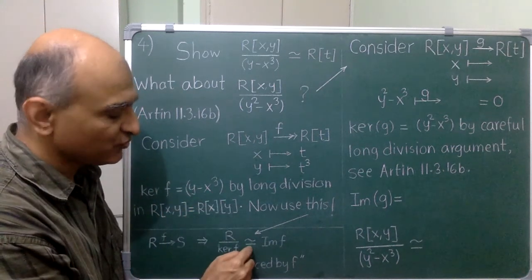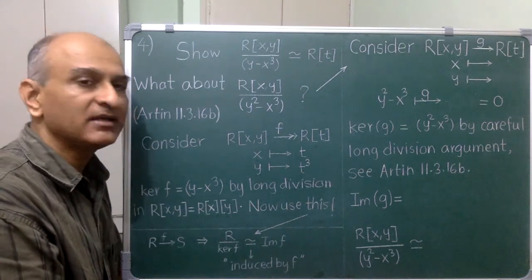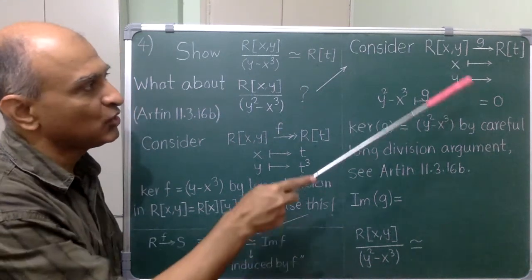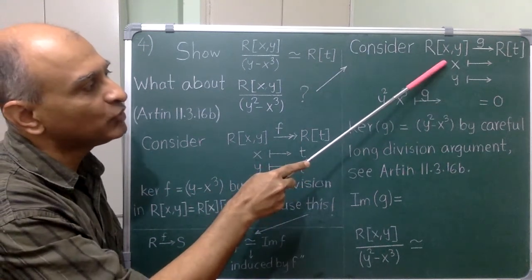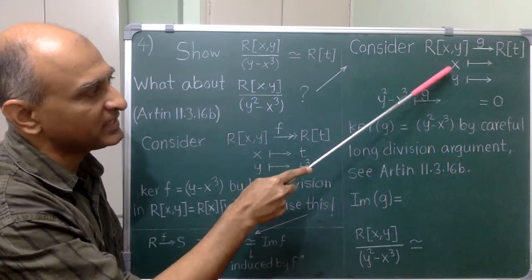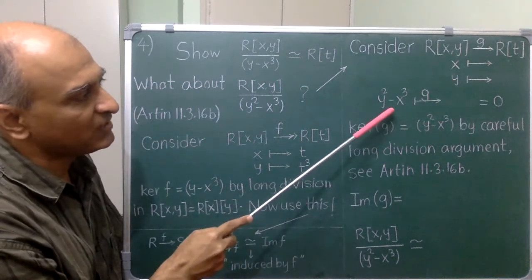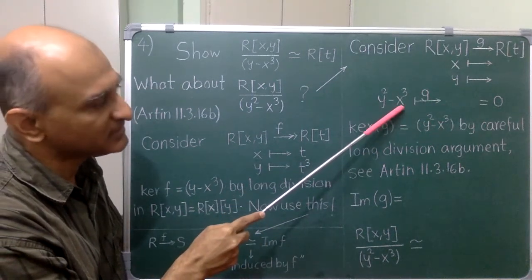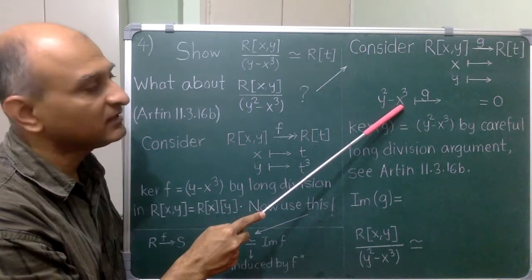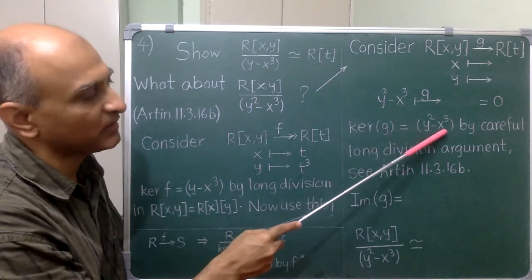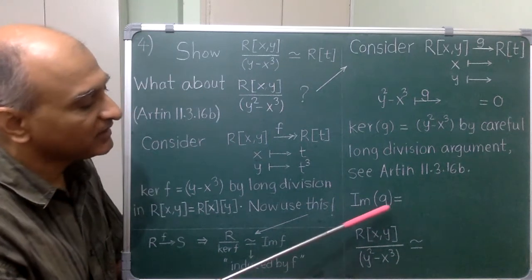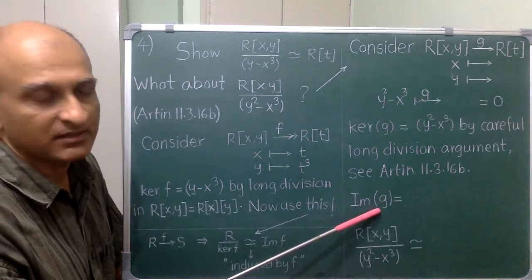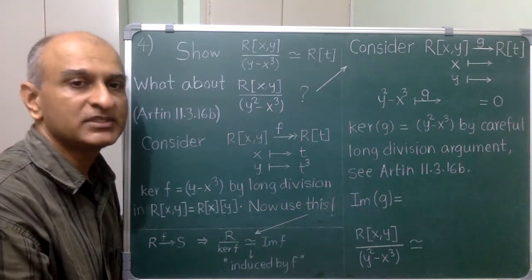So, my strategy works. I can try to follow the same strategy over here. For that, I need to find good polynomials to which I should send x and y such that y square minus x cube is in the kernel, and in fact the kernel is generated by this polynomial. After that, I should identify the image of the map that I have defined. So please try to do this now.